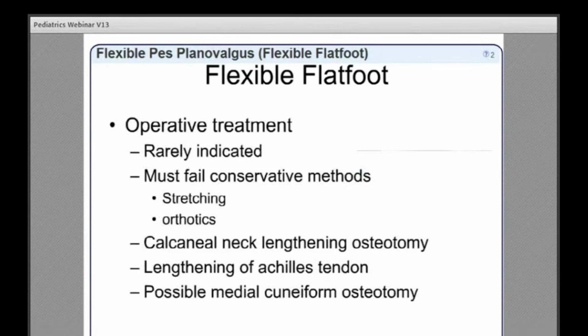Operative treatment for this deformity is rarely indicated, and typically these patients have to fail conservative methods of treatment prior to progressing to any type of surgical treatment. Conservative methods include stretching of the gastroc-soleus complex, as well as the use of orthotics. The most common surgical procedure is a calcaneal neck lengthening osteotomy. Sometimes this can unmask tightness of the Achilles tendon, which is then necessary for lengthening afterwards. And then medial cuneiform osteotomy may also be necessary if the first ray remains supinated, and a dorsal opening wedge osteotomy restores the first ray relationship.